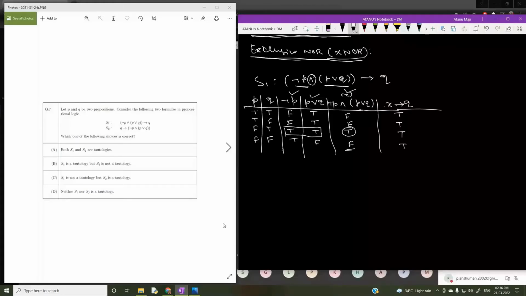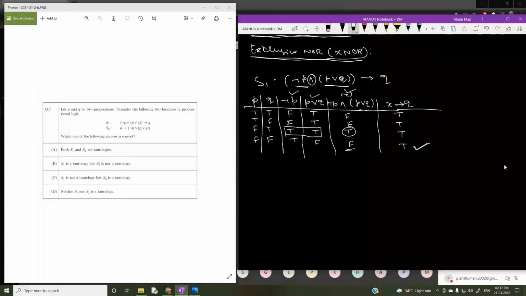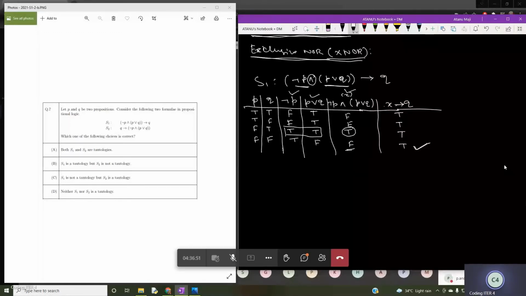Two expressions are given. We have to check which one is a tautology. The first expression S1 we can find is a tautology, because after finding the truth table for that expression, we are getting all results true. That means whatever the possibility for the propositions, that expression is always true. So that's why we can say the first expression S1 is a tautology.